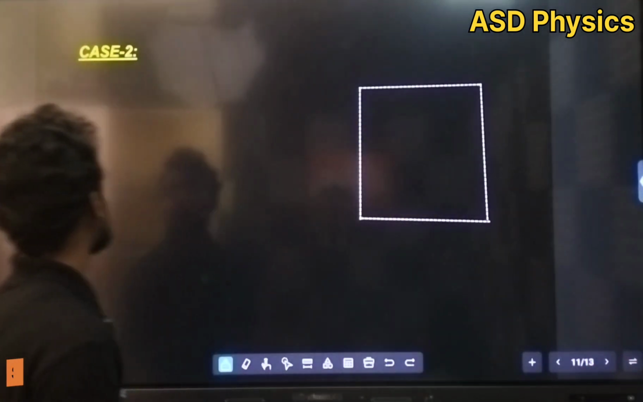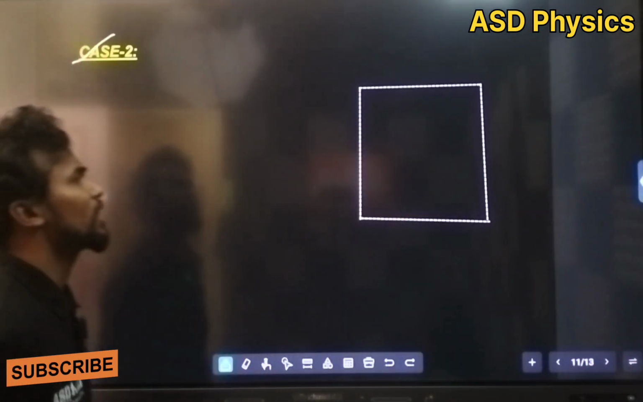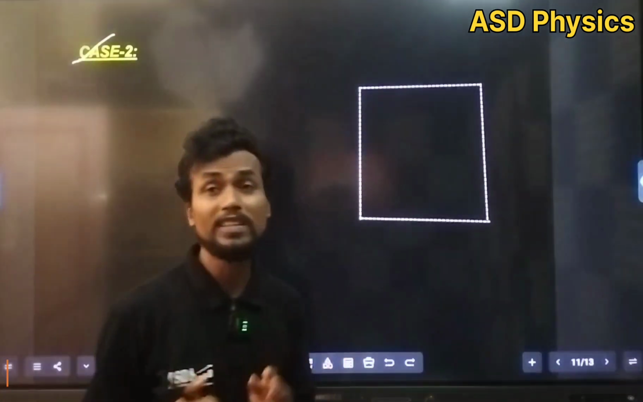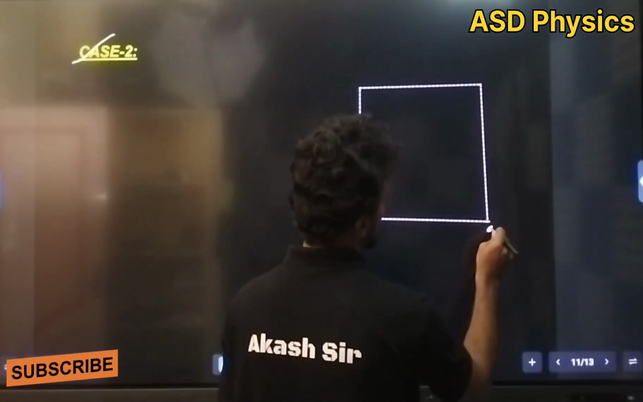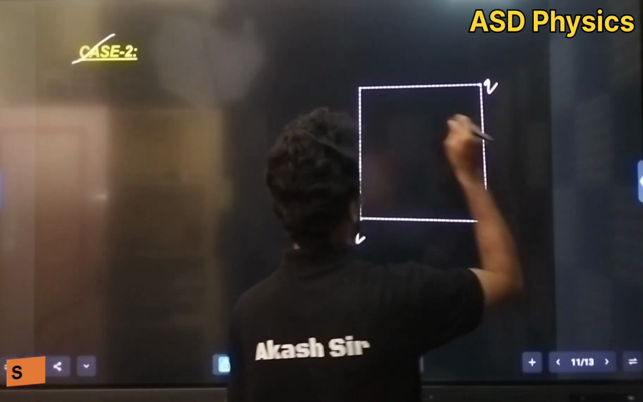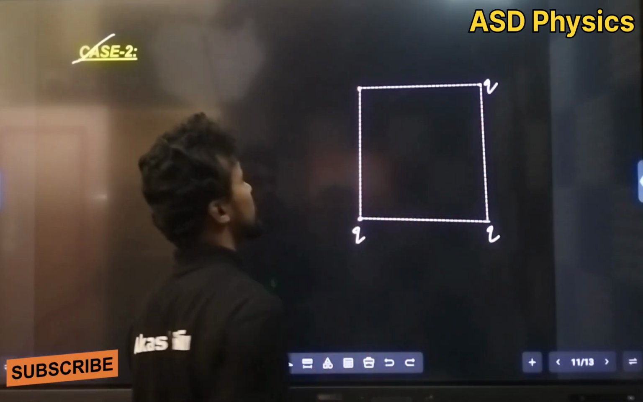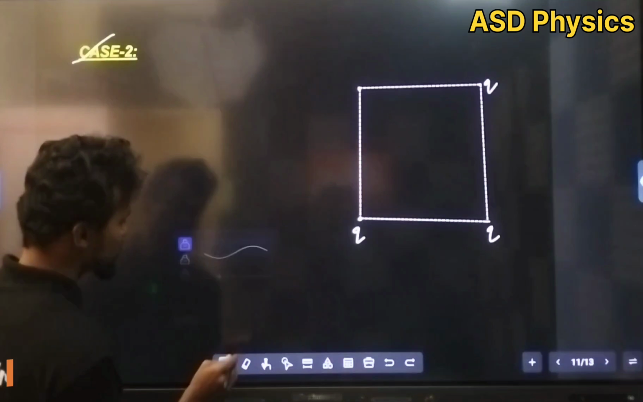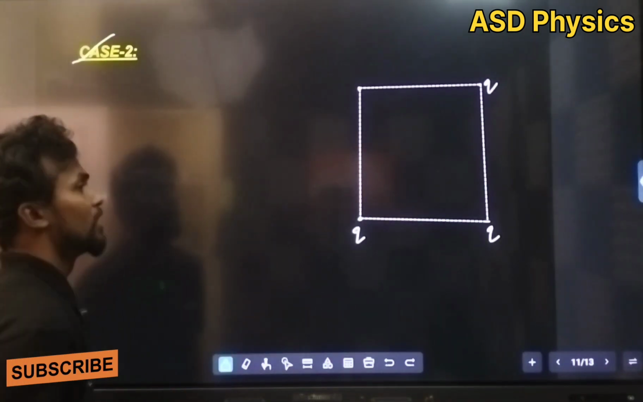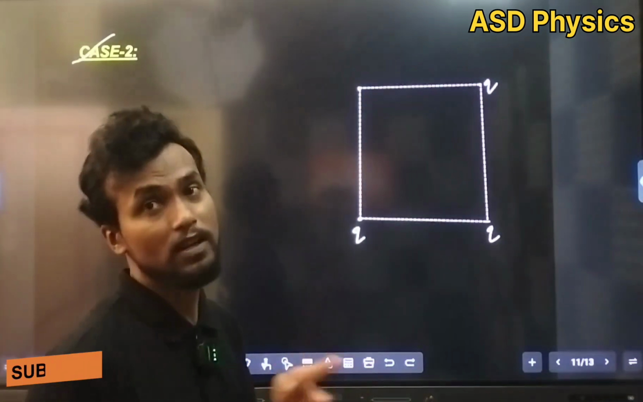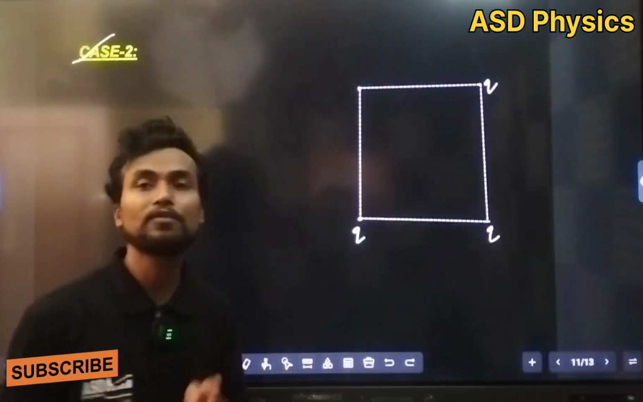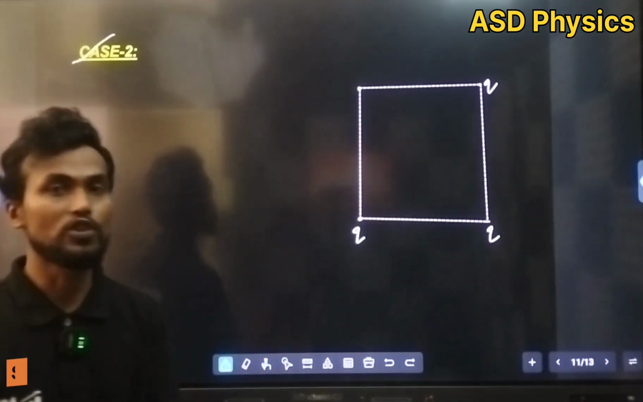Next one, students, case 2. Here we are going to take 3 charges. In a very basic case, let's take this as charge Q, this as charge Q, and this as charge Q, and here I want to calculate the electric field. Even in the first part, when I was teaching Coulomb's law, and later in the second part, Coulomb's law applications, we covered all these things. You can watch all these things. But there I taught from the electric force point of view.